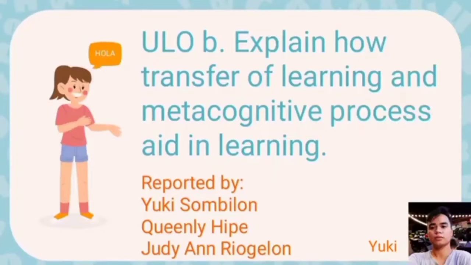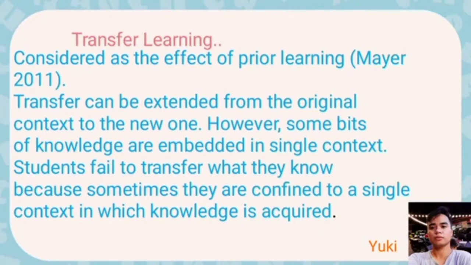Next topic is explain how transfer of learning and metacognitive process aid in learning. Transfer learning is considered as the effect of prior learning, Mayer 2011. Transfer can be extended from the original context to the new one. However, some bits of knowledge are embedded in a single context. Students fail to transfer what they know because sometimes they are confined to a single context in which knowledge is acquired.